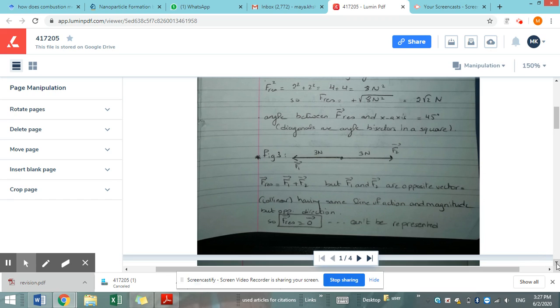Now considering the second case or the third case in figure 3, in which the two forces acting on the same particle were opposite forces. What do I mean by opposite forces? They are collinear, they have the same line of action, but opposite direction, one to the right, one to the left, and equal magnitude. So F resultant vector equals F1 vector plus F2 vector, but they are opposite vectors. That's why the resultant force is going to be 0, and a 0 vector could not be represented.